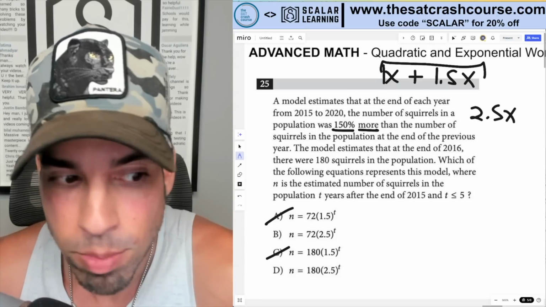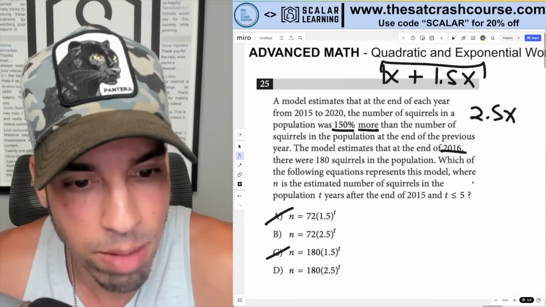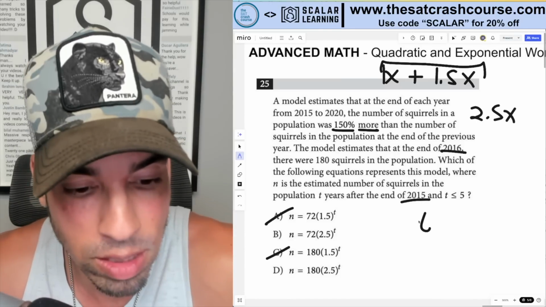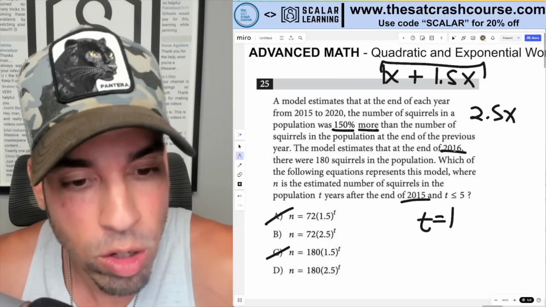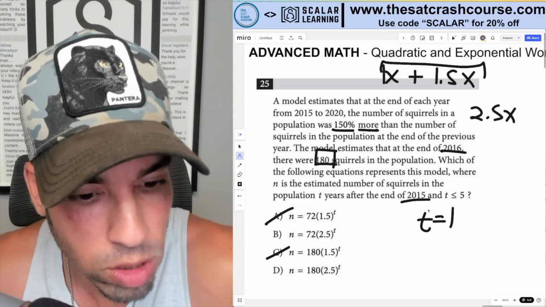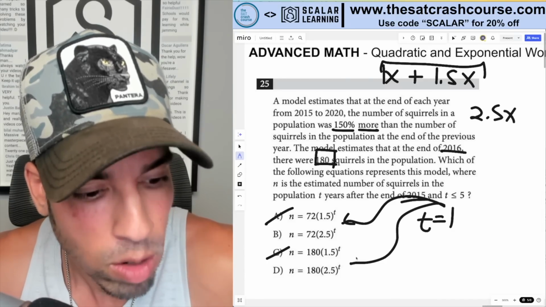Now, the other piece of information that we're given is that the model estimates that at the end of 2016, and by the way, t equals 0 in 2015. So in 2016, t equals 1. So we know that with the correct equation in 2016, we should get 180 squirrels. So now let's plug in 1 to both of these options, right? And let's see which one's going to work.